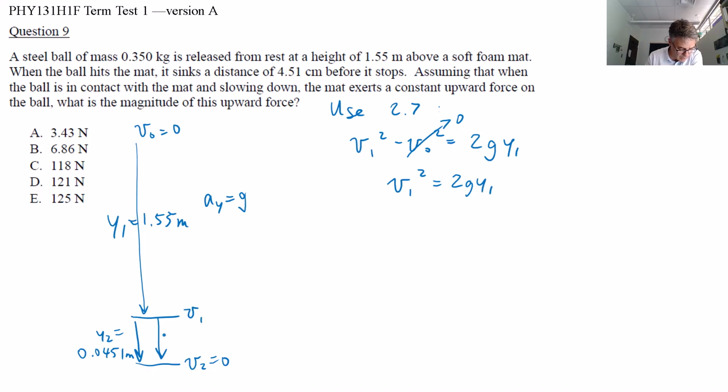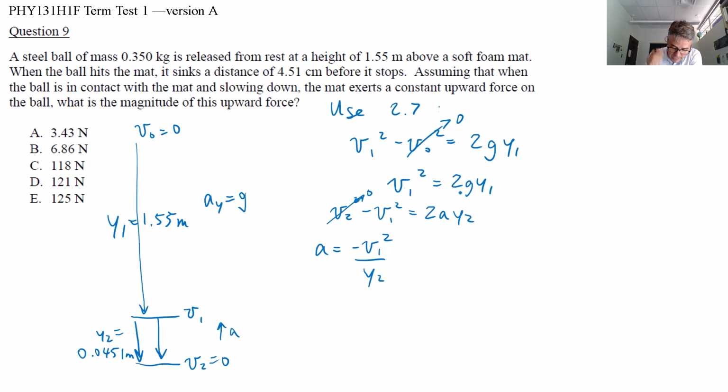Then this is going to stop, and it's the same kind of thing. We're going to assume that there's an acceleration upward, and let's find that. So we have V2, we can use kinematics to find that. V2 squared minus V1 squared is equal to 2 times a times y2. That's what we're trying to actually find. In this case, V2 is the 0 one. So a is going to be equal to negative V1 squared divided by 2 y2.